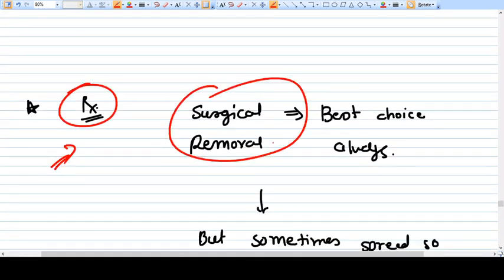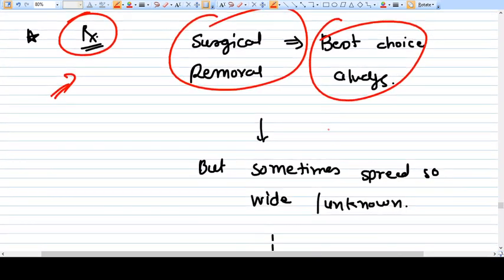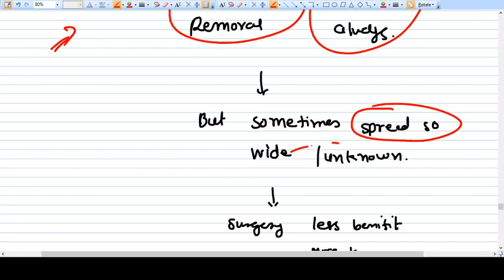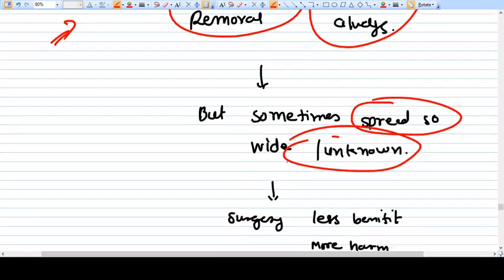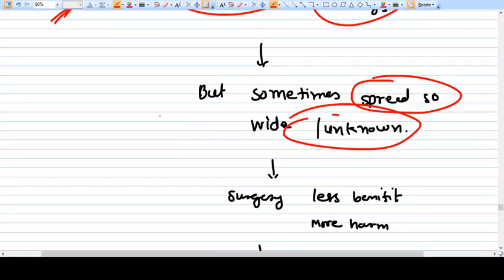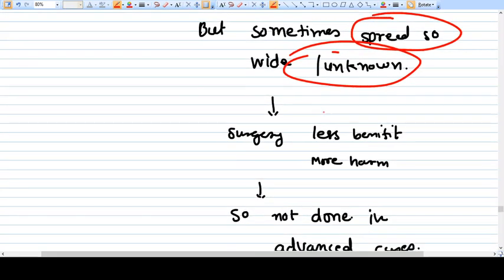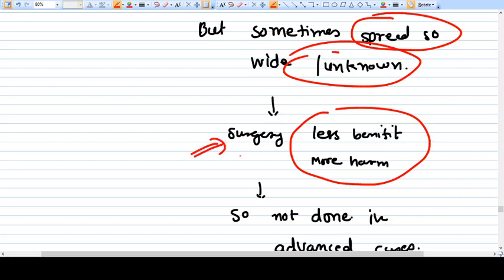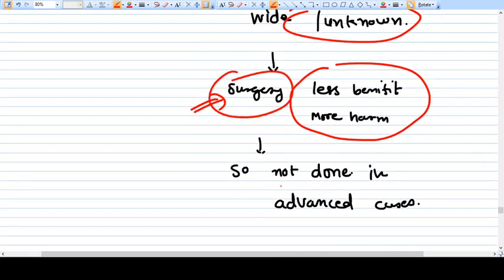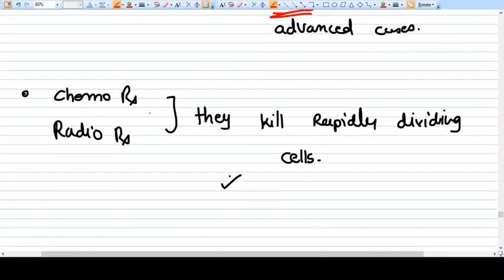Surgical removal of a tumor is always considered a good choice. But sometimes the spread is so wide and unknown that we cannot remove all the tumor. There is no advantage of doing surgery if we cannot remove all the tumor we can see. So it is less benefit and more harm. So sometimes we don't do surgery. Those cases are managed by chemotherapy and radiotherapy. What do radiotherapy and chemotherapy do? They just kill the rapidly dividing cells. They attack the cell division factory.